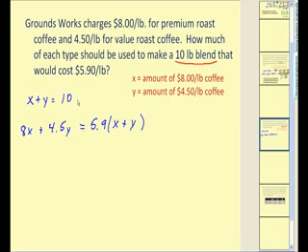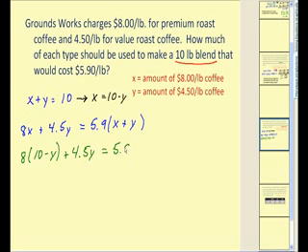Now to solve this system, I am going to use the substitution method, and what I'm going to do is solve this equation for X. I'll subtract Y on both sides. Now let's rewrite this equation performing substitution. We would have 8 times X, which is 10 minus Y, plus 4.5Y must equal 5.9 times X plus Y.